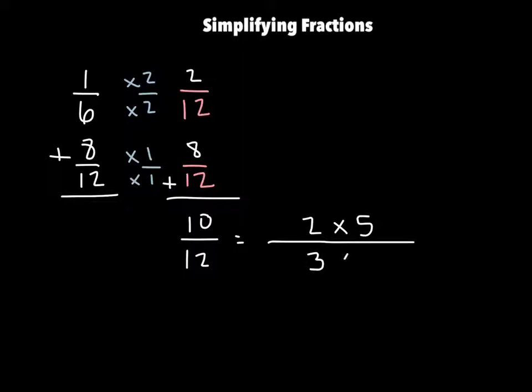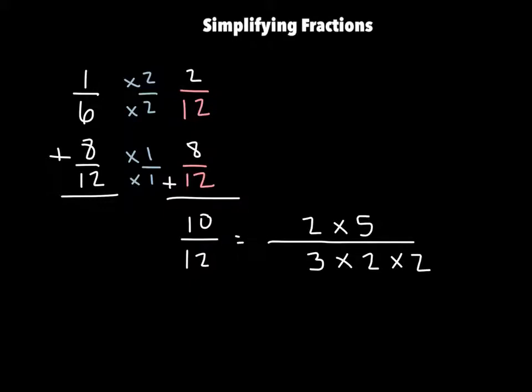3 is prime, but 4 is not. So I need to break down 4 even lower. So the way I get 4 is 2 times 2. So I'm going to go ahead and write 2 times 2. Now all of these numbers are prime. They only have 2 factors, 1 and itself.